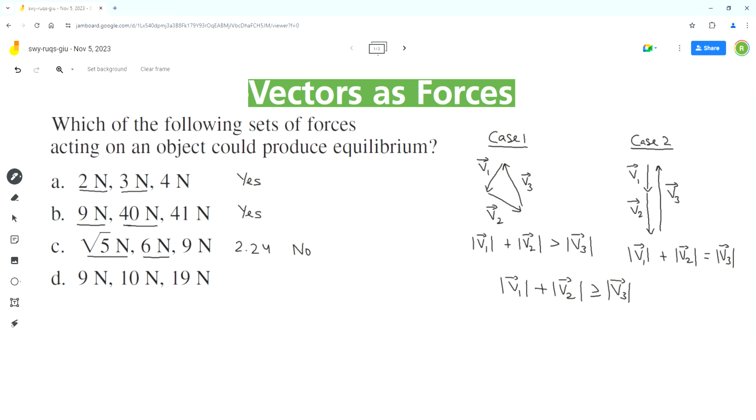Now we can analyze part D. In part D, the two smallest forces are 9 Newton and 10 Newton, and their sum is equal to 19, which is also the magnitude of the third force. So that means this set can produce equilibrium. And this corresponds to case 2.